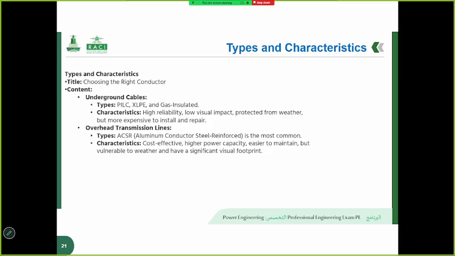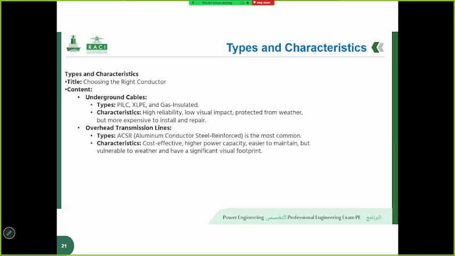XLPE, cross-linked polyethylene, is the most widely used type of modern cable. It offers excellent electrical properties, resistance to heat and moisture, and is lighter and easier to install than PILC cables.